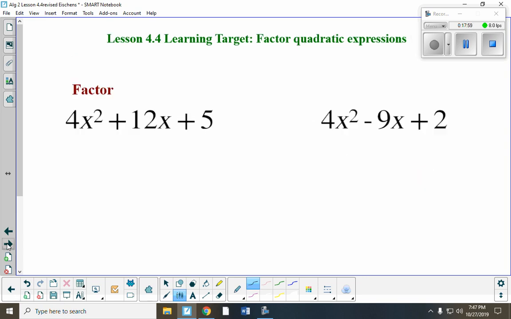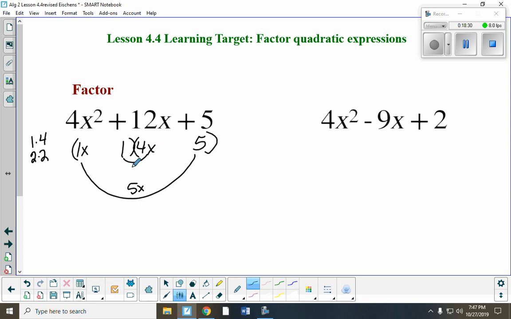All right, let's try another one. So this time our a value is 4, which is an even number, and it has more than one pair of factors because the factors of 4 are 1 and 4 and 2 and 2. So we will need to try both sets. The last number is 5, so we know that can only be 1 and 5 because the only factors of 5 are 1 and 5. So let's try the 1x and 4x. And again, we have to look at what the outer and the inner give us. Well, that is 9x, which we can't get a 12 out of. So 1 and 5 need to stay in the same place. So let's switch the 4 and the 1.